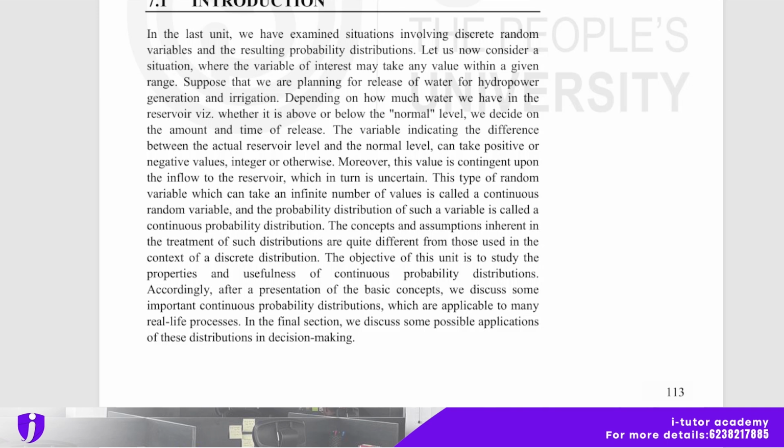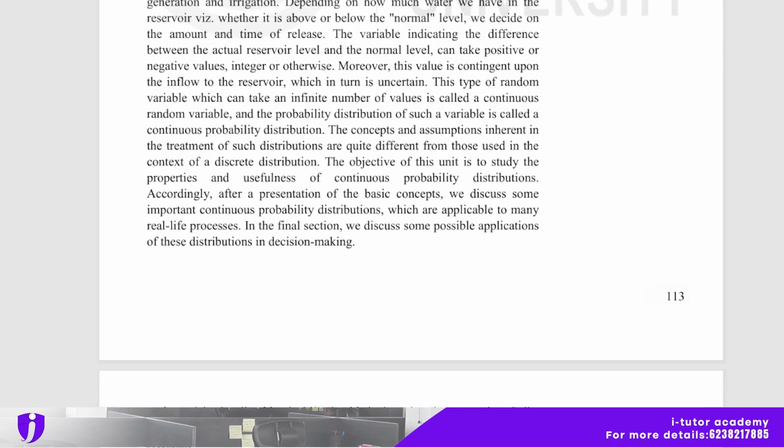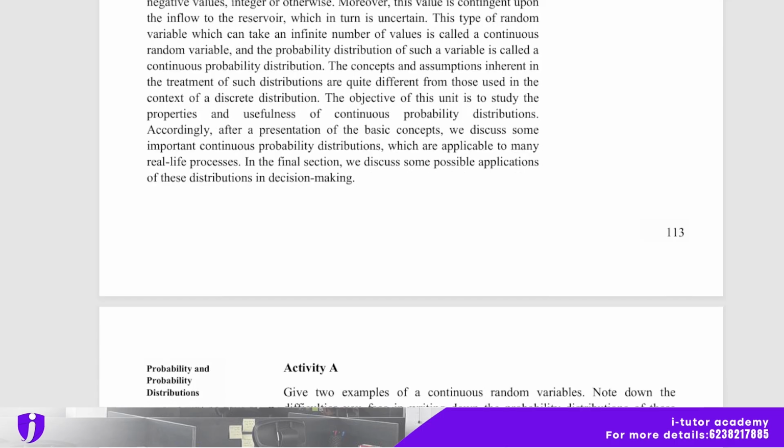This type of random variable, which can take an infinite number of values, is called a continuous random variable, and the probability distribution of such a variable is called a continuous probability distribution. The concept and assumption inherent in treatment of such distribution are quite different from those used in the context of a discrete distribution. The objective of this unit is to study the properties and usefulness of continuous probability distributions. Accordingly, after a presentation of the basic concept, we discuss some important continuous probability distributions which are applicable to many real life processes. In the final section, we discuss some possible application of this distribution in decision making.